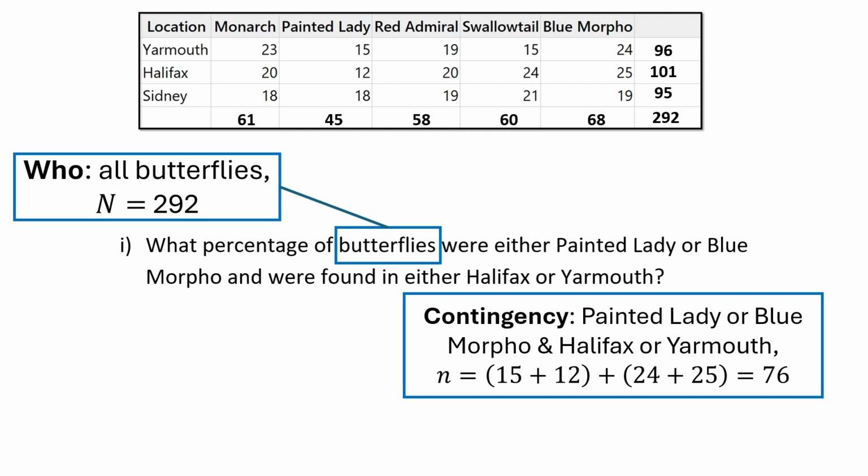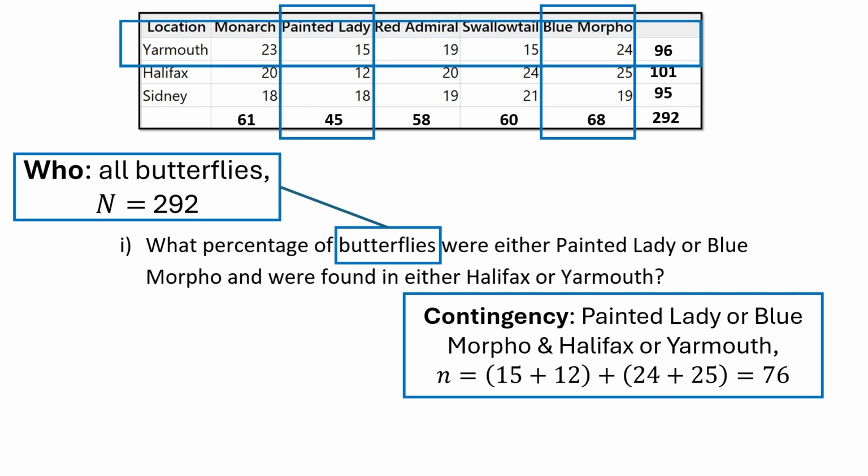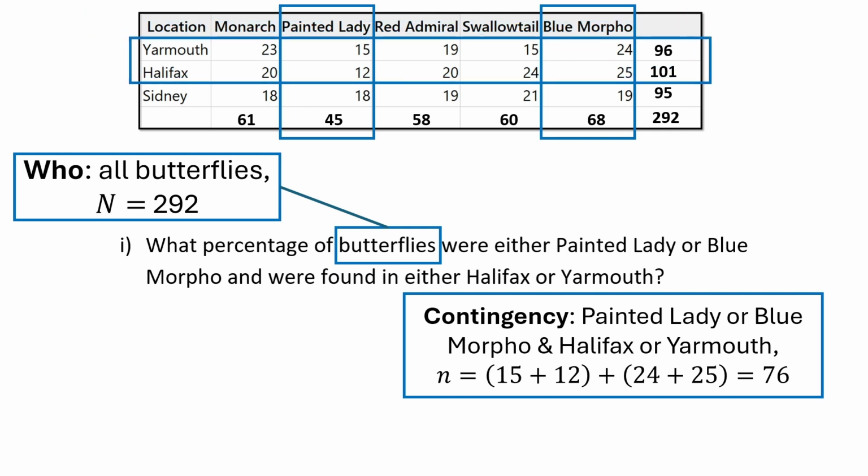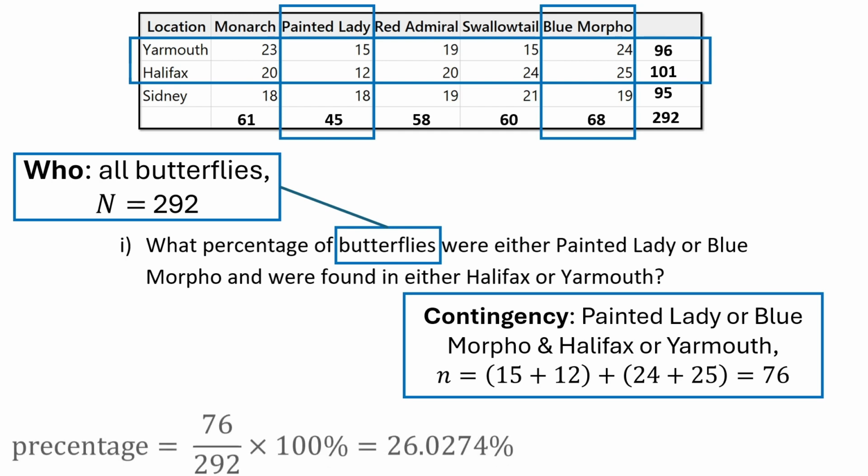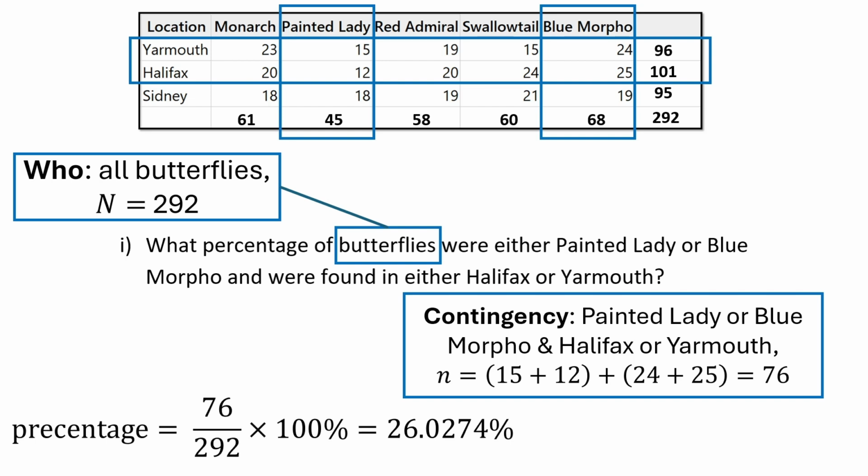and Halifax or Yarmouth. And so essentially, we're looking at painted lady or blue morpho, and then we're looking at Yarmouth or Halifax. And so you see under painted lady, we have 15 and 12 for Yarmouth and Halifax. Under blue morpho, we have 24 and 25. And so we add all those numbers together, we get our total, and that's divided by the who, the 292, that gives us our percentage.